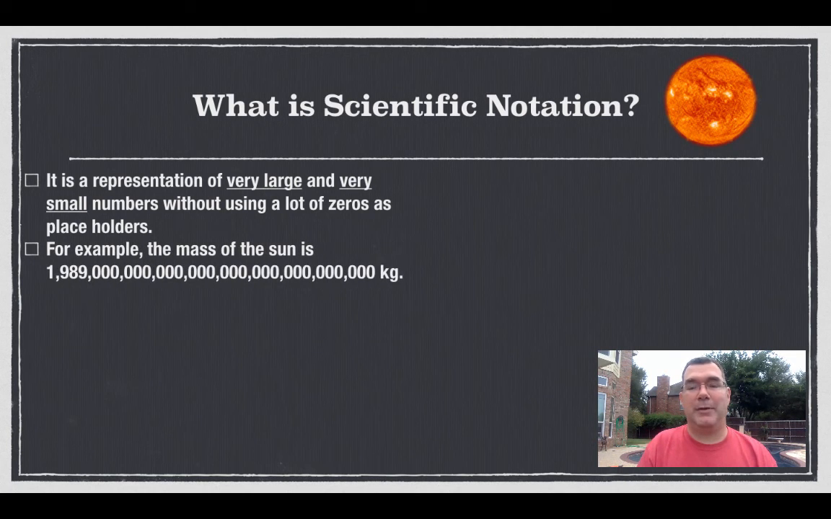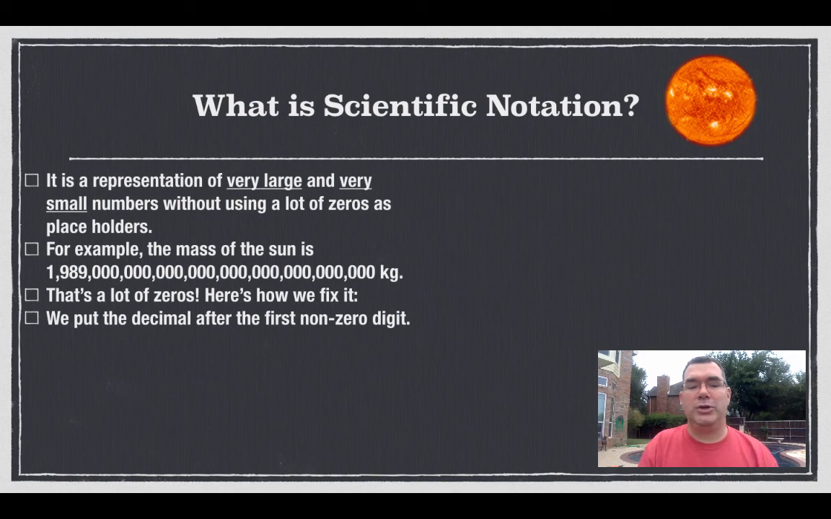So for example, if I'm looking at the mass of the sun, it is that number there that I'm not even going to try to say. But all I know is it's a lot of zeros. And so here's how I fix it so I don't have to remember how many zeros to write. What I'm going to do is take a decimal point and put it after the first non-zero digit that I see as I read the digits from left to right.